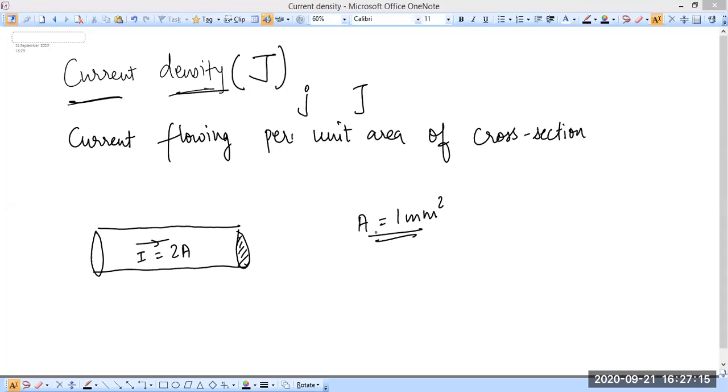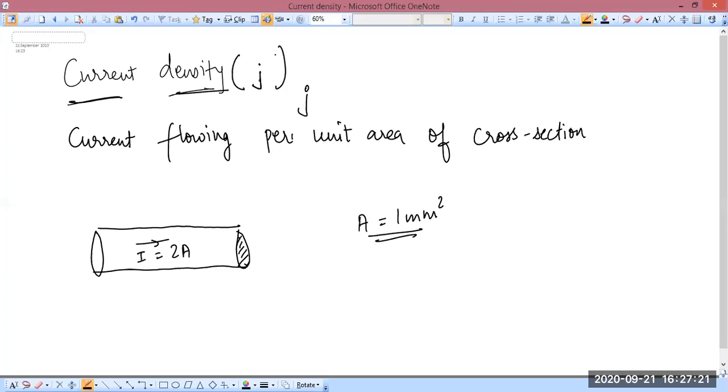Okay, right. Now the interesting thing about current density is that it is a vector, right?